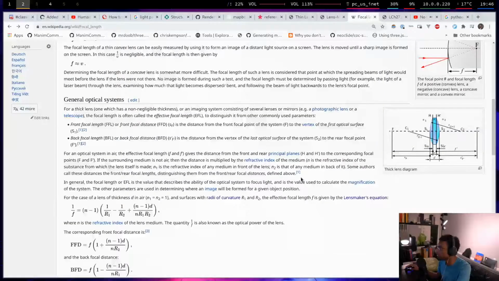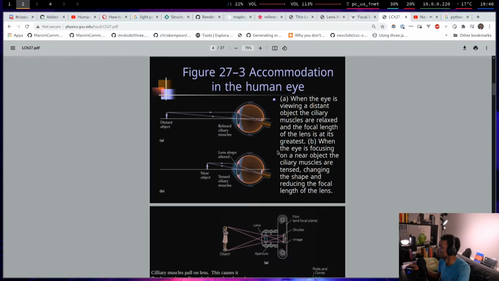Your eye looks like this. There's a fixed V. V can't change, so when the eye is viewing a distant object, the ciliary muscles are relaxed and the focal length of the lens is at its greatest. When the eye is focused on a near object, the ciliary muscles are tense, changing the shape and reducing the focal length. But does it get thicker?